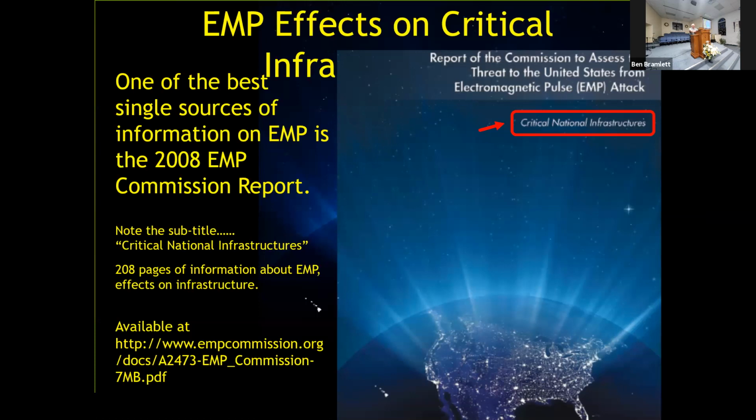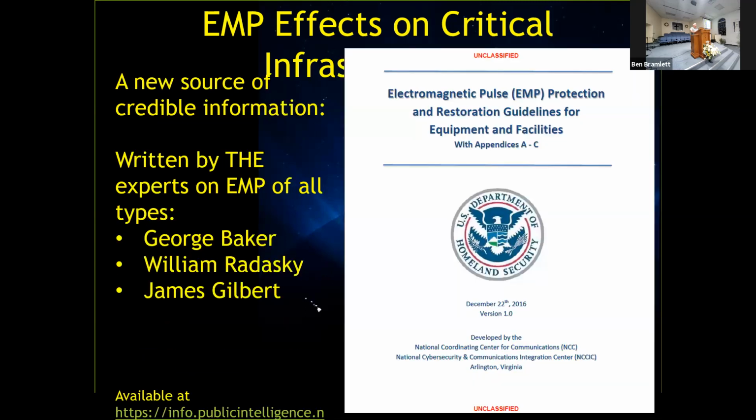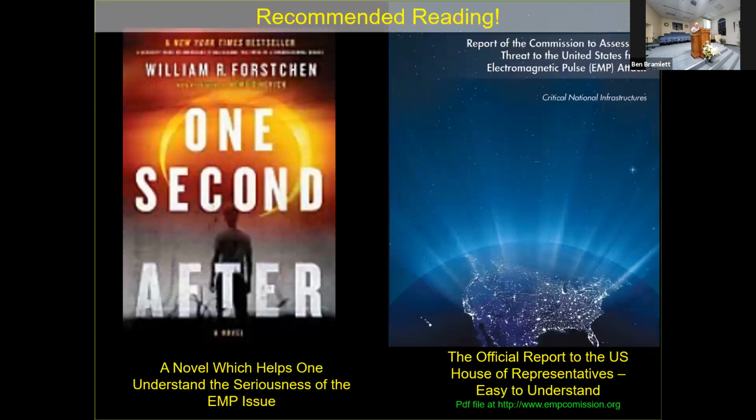That's what they were worried about, what we're talking about here. 208 pages. There's the link that you can download it from. It was intended to be easy to read by the average citizen. It's an excellent report. There's a newer and more comprehensive one that's come out in 2016. It's basically the EMP protection and restoration guidelines for equipment and facilities, and it was written by the guys that know their stuff. There's no Popular Mechanics and Popular Science in any of these reports.